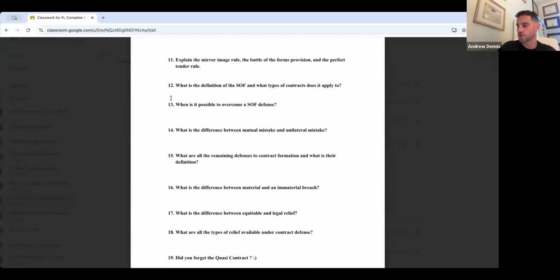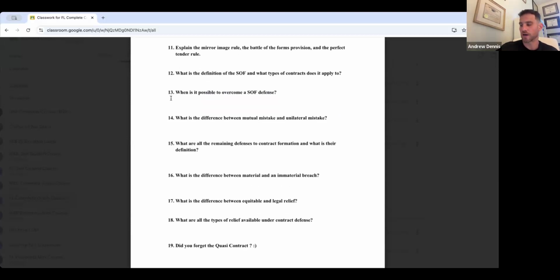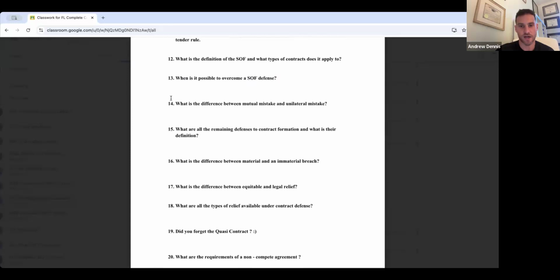Mutual and unilateral mistake. Mutual mistake leads to rescission or reformation. There was no meeting of the minds. Unilateral mistake: one party made a mistake, and depending on whether the other party knew of the mistaken party's mistake, the mistaken party will have to bear the burden of that unilateral mistake.